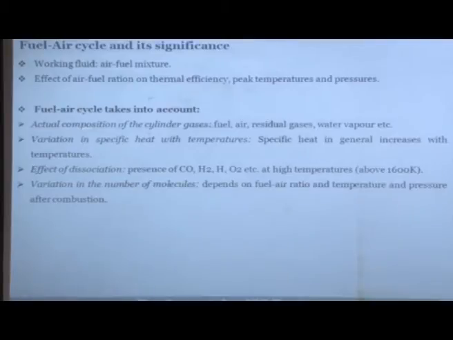So the fuel air cycle takes into account the following. First, it takes into account the actual composition of the cylinder gases, which is fuel, air, residual gases, water vapor, etc. And then there is variation in specific heat. Specific heat in general increases with increase in temperature, except for monoatomic gases. For most other gaseous species, if you increase the temperature, Cp and Cv values increase. Now what is the effect?